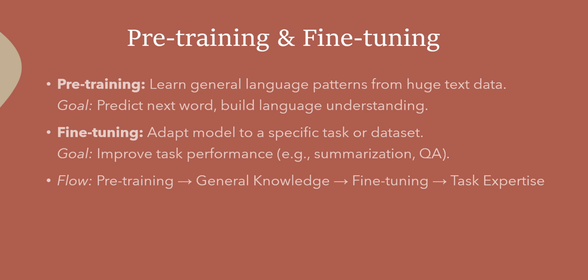And in fine-tuning, the pre-trained model is trained for specific tasks such as translation, summarization, and question answering. Fine-tuning allows the model to adapt to domain-specific data with relatively small datasets. This two-stage process saves time and resources while achieving high proficiency. Pre-training gives general knowledge, and fine-tuning gives task expertise.